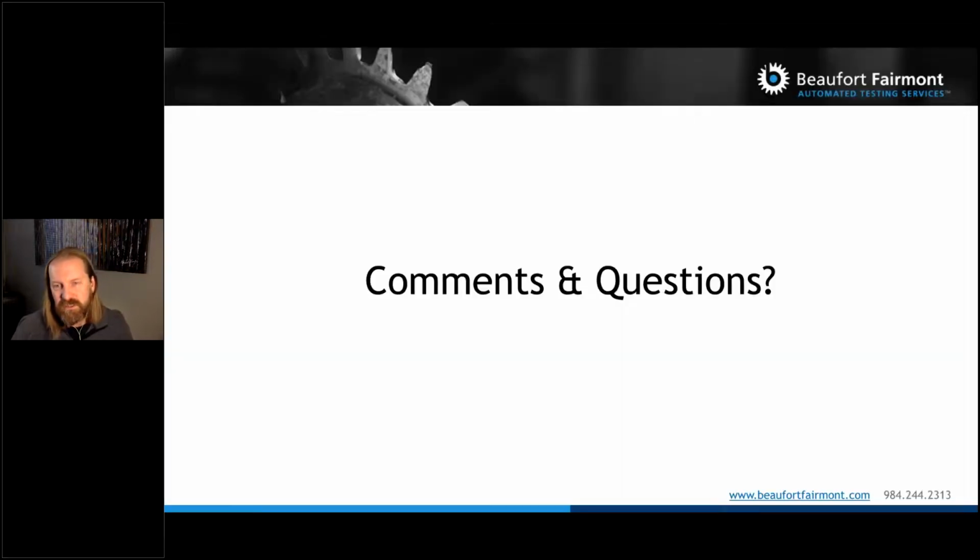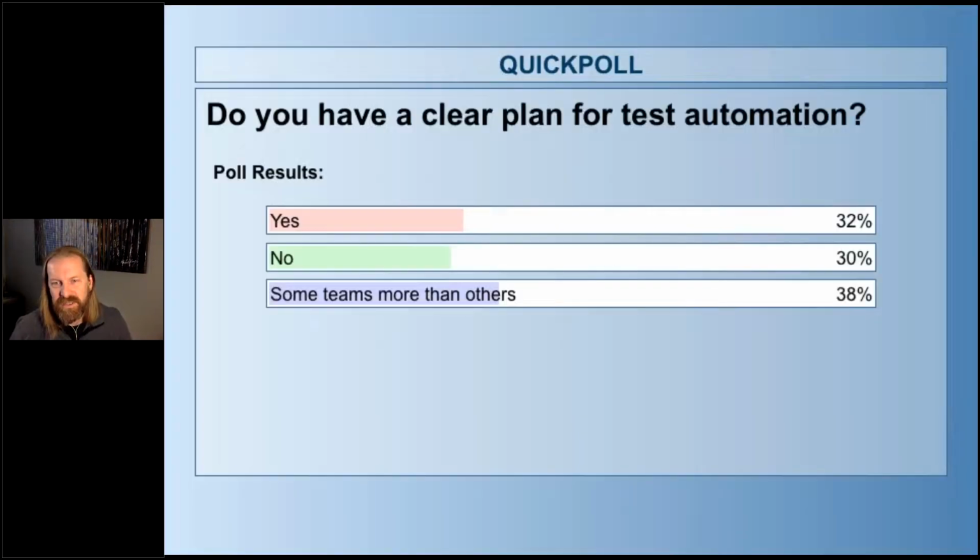Okay, so let me share these results. So do you have a clear plan for test automation? It's 32% to 30, and then the lion's share, the biggest piece of the pie, is 40%. Some teams more than others, and I think that tends to be the case.